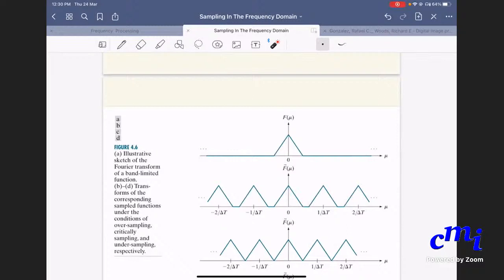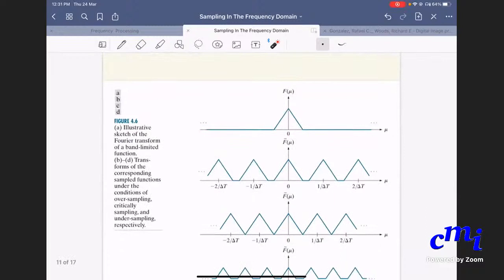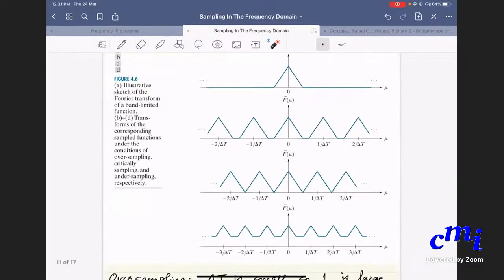Another situation in which you might be able to get the entire copy is here. In this situation, you're still able to isolate a copy, even if there is no actual separation between these copies. You're able to isolate this entire thing. This is called critical sampling, which means it is just right. The delta t chosen is just right for you to be able to extract this copy.